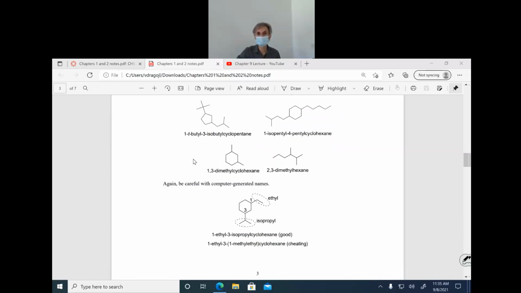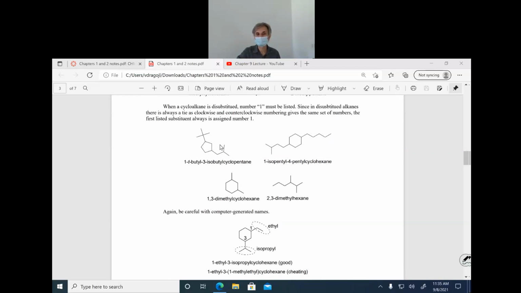Now, when we have 2 substituents on a cycloalkane, not only do you have to name them correctly, but you have to use number 1. Because if there are 2 substituents, then you have to use 2 numbers. And so, in a ring, the first listed substituent is always substituent 1. And note when we use a letter to indicate a substituent separate from the name, so 1-t-butyl, and then 3-isobutyl. T is not alphabetized, so butyl comes before isobutyl.